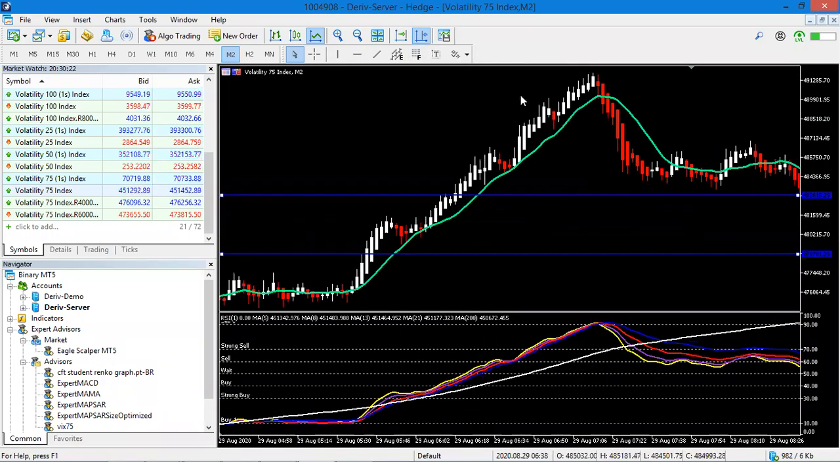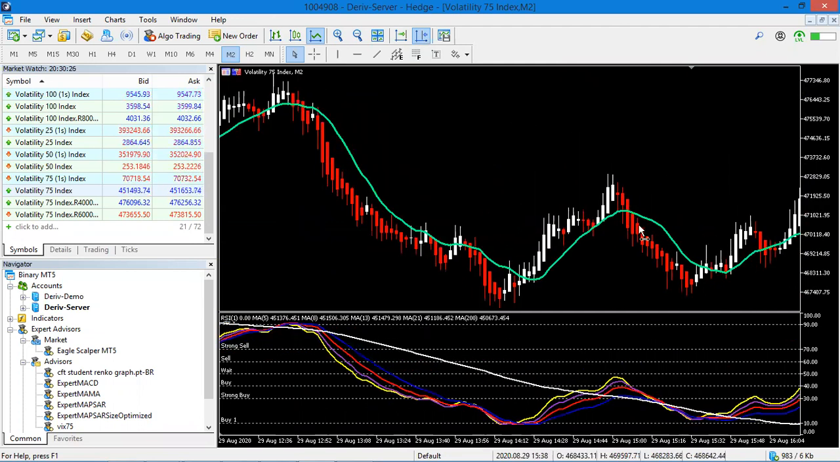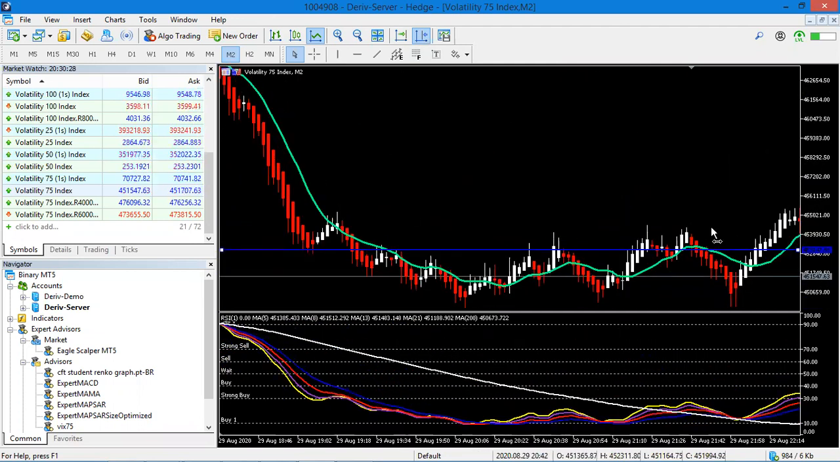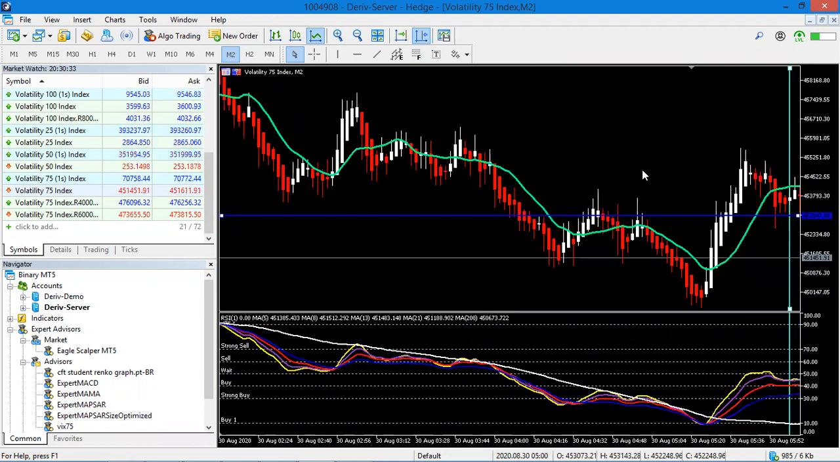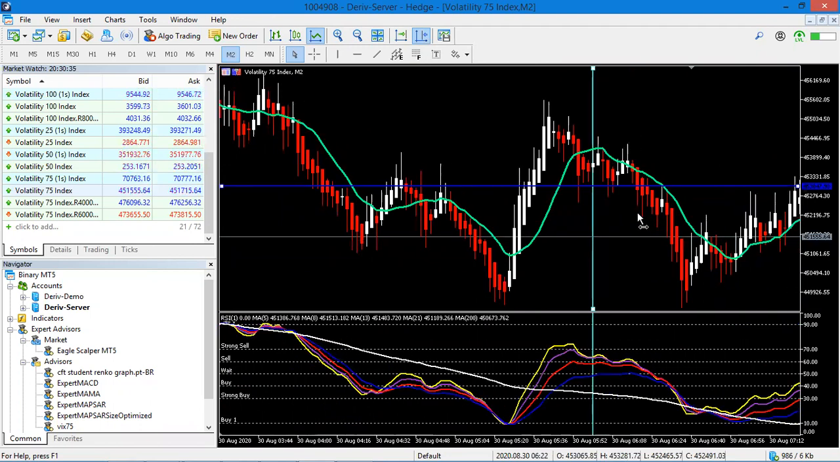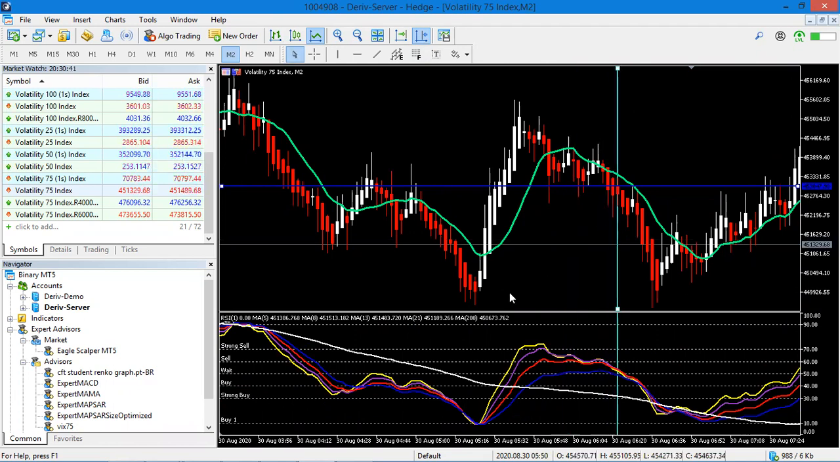30th of August, right? 29. This is 29, 30, right? So where I marked, you can see the price was going down, right? So it went down to this level, which is the level we saw in the 1 hour.